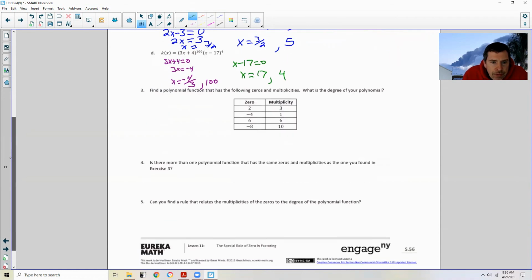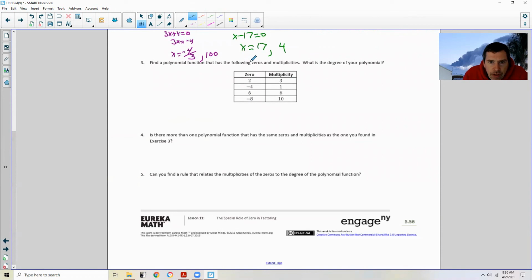Number 3, find a polynomial function that has the following zeros and multiplicities. What degree is your polynomial? So if a zero is 2, when we work backwards, if we said x equals 2 and we want to subtract 2 from both sides because we want 0 on one side, we get 0 equals x minus 2. We're just working in reverse. So what it's going to end up being is the opposite sign. So I'll write that over here. We have x minus 2, and the multiplicity is 3, so that's our power.